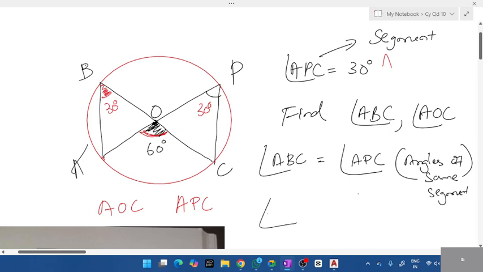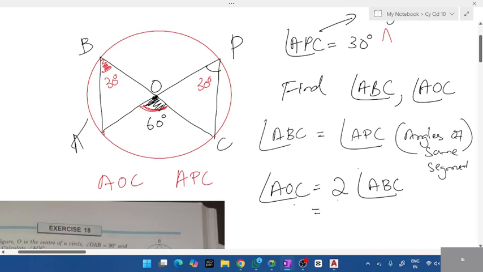Next, they have asked AOC. Write AOC. Check AOC. AC is the arc. Is anything related? Yes, we have AOC is equal to 2 times. You can write anything. You can write even 2 times ABC. It's the same, right? ABC and APC both are same. So AOC is equal to 2 times ABC or twice APC. It's the same. 2 into 30. The answer is 60 degrees. That's it. This is how you solve it.